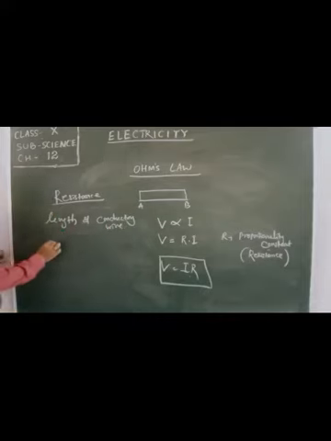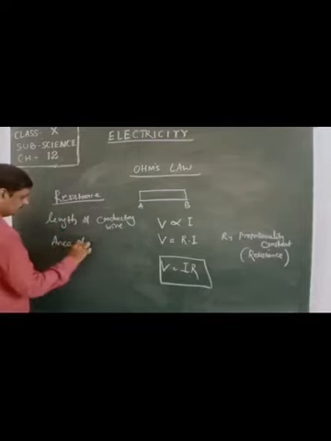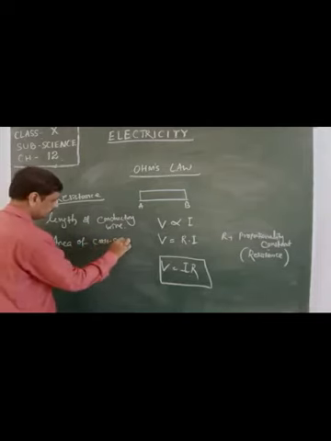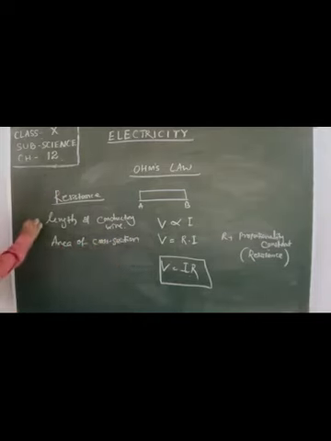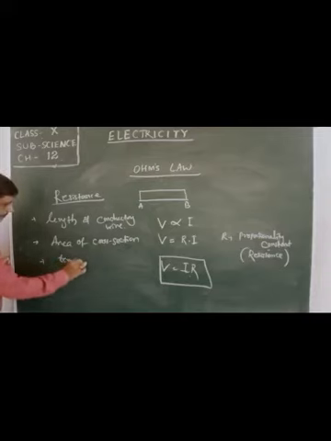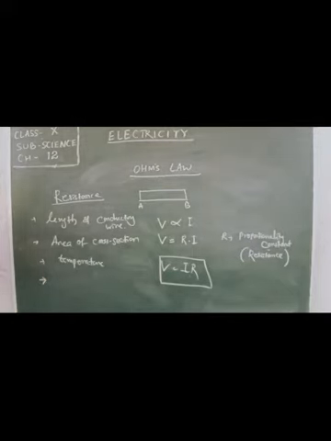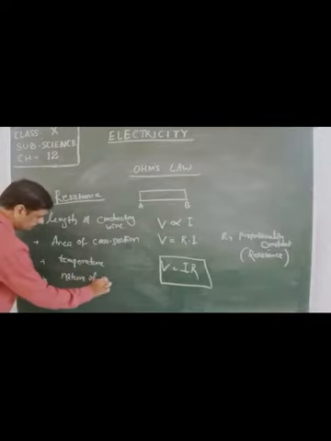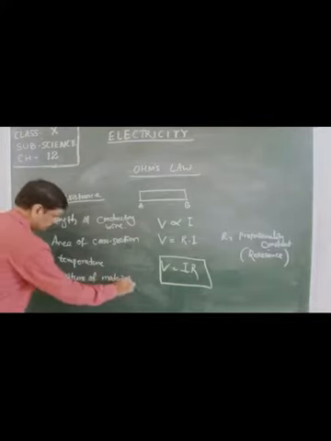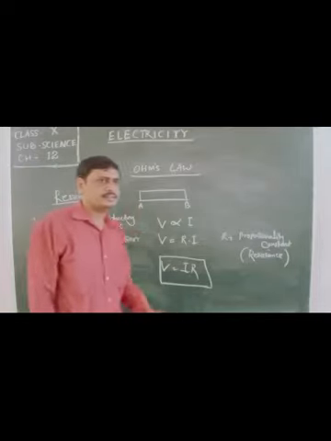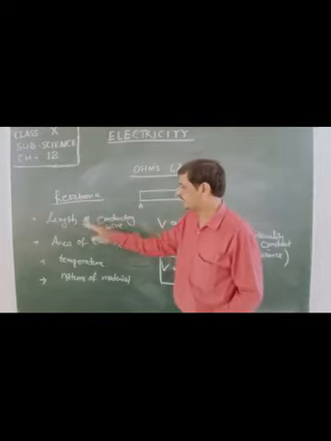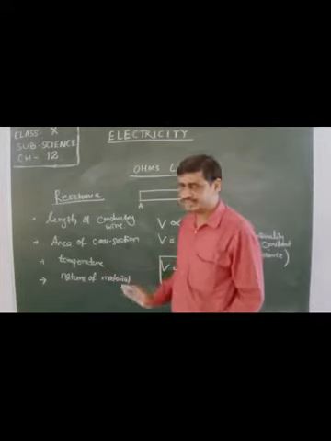next, area of cross section, next, temperature, next, nature of material. This resistance of material depends upon length, area of cross section, temperature and nature of material.